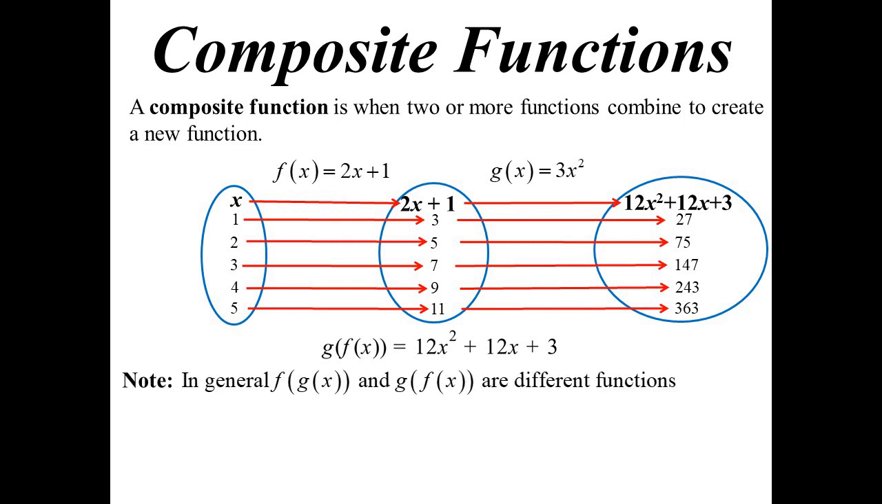Now, if you did it the other way around, you're not necessarily going to get the same composite function. If I was to do it the other way and substitute g of x into f of x, well, let's actually do it. Sub in 3x squared, so everywhere I see an x I replace it with 3x squared, and I actually end up with 6x squared plus 1. You'd have a different composite function. So the order that you do the composition matters.